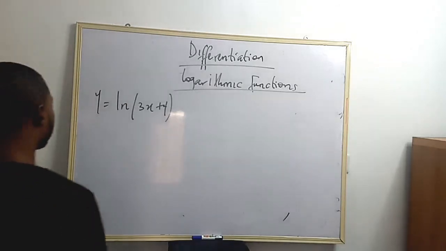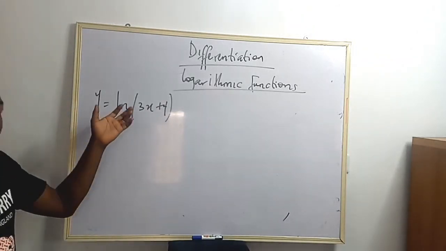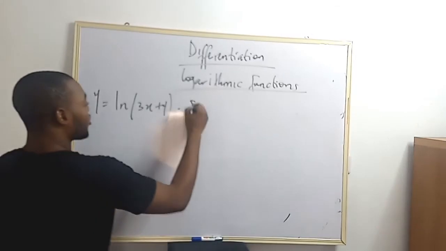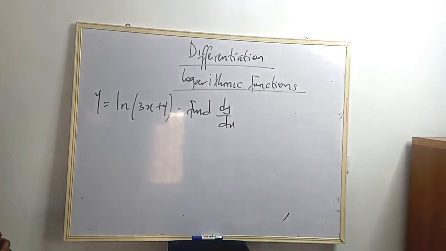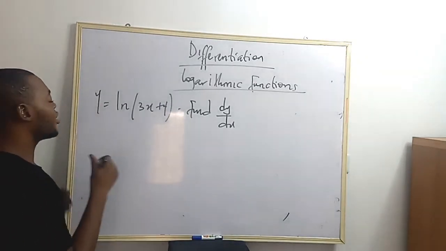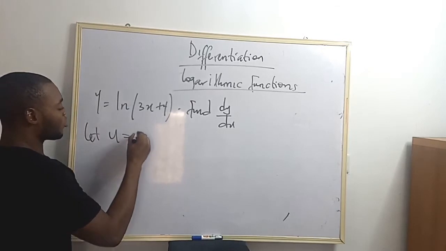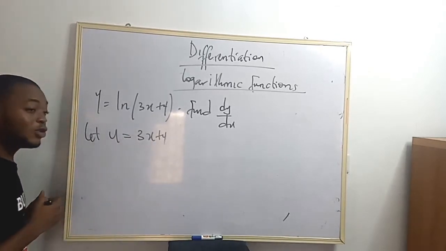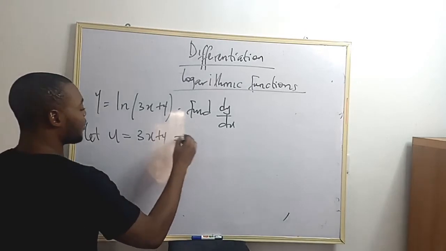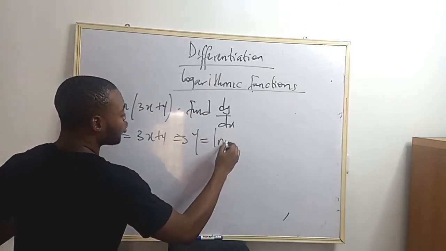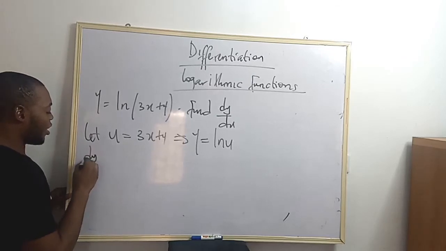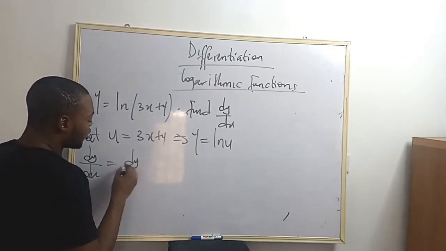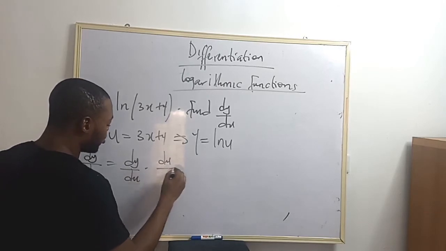Okay, so the second question is y equals log of 3x plus 4. Find dy/dx if y is equal to this. So from here, you know this is a function of another function. So we say let u equal 3x plus 4. If u equals 3x plus 4, that implies y will be equal to what? log u. And then from here now, to find dy/dx, we know that dy/dx will be equal to dy/du times du/dx.